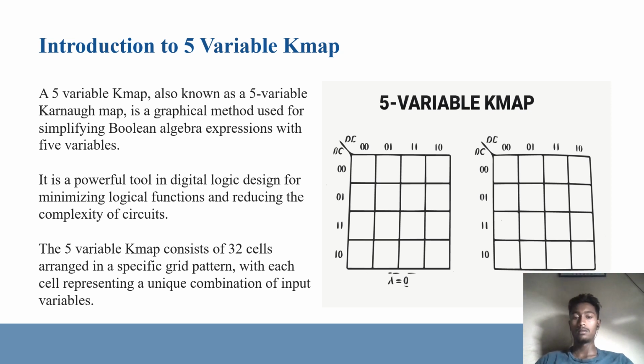So if you can see here, there are two K-maps available here, which are in 4 into 4 state. This is a powerful tool in digital logic circuit design for simplifying logical functions and reducing the complexity of circuits. The 5 variable K-map consists of 32 cells arranged in a specific grid pattern, with each cell representing a unique combination of input variables.